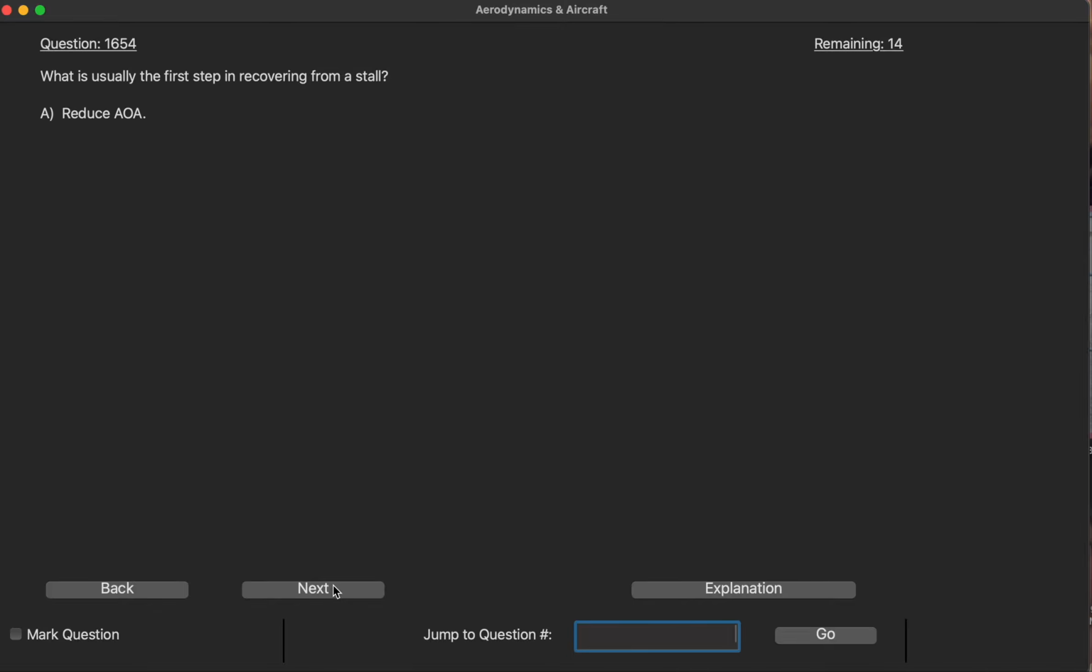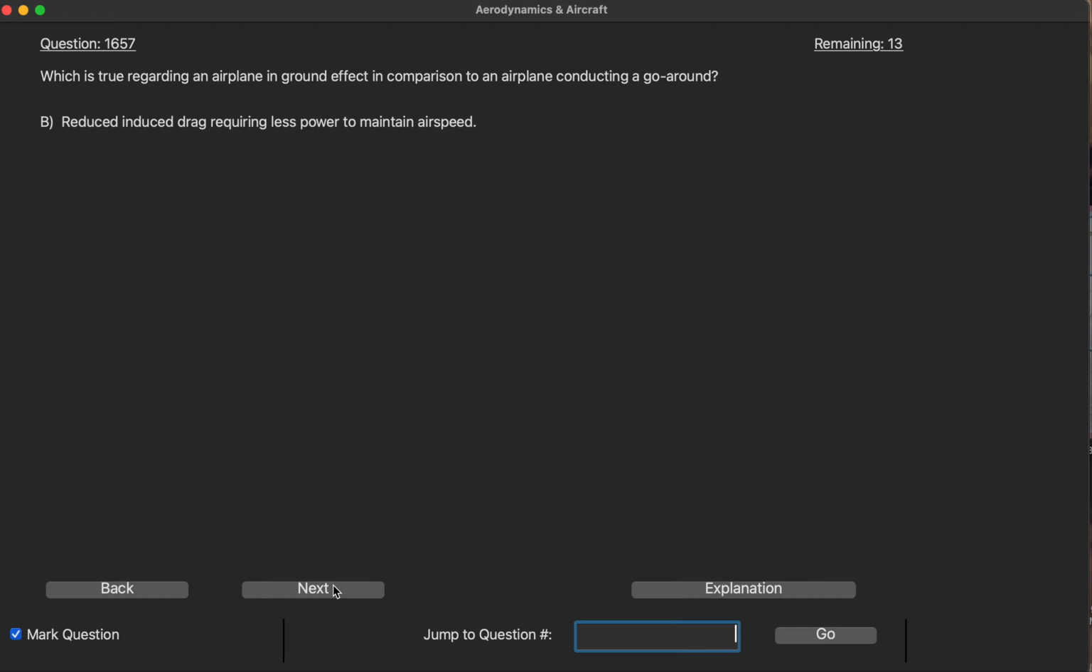What is usually the first step when recovering from a stall? Reduce your angle of attack. What is true regarding an airplane in ground effect in comparison to an airplane conducting a go-around? Reduced induced drag requires less power to maintain airspeed. Turbulence can cause an aircraft to stall at a higher airspeed than in stable conditions.